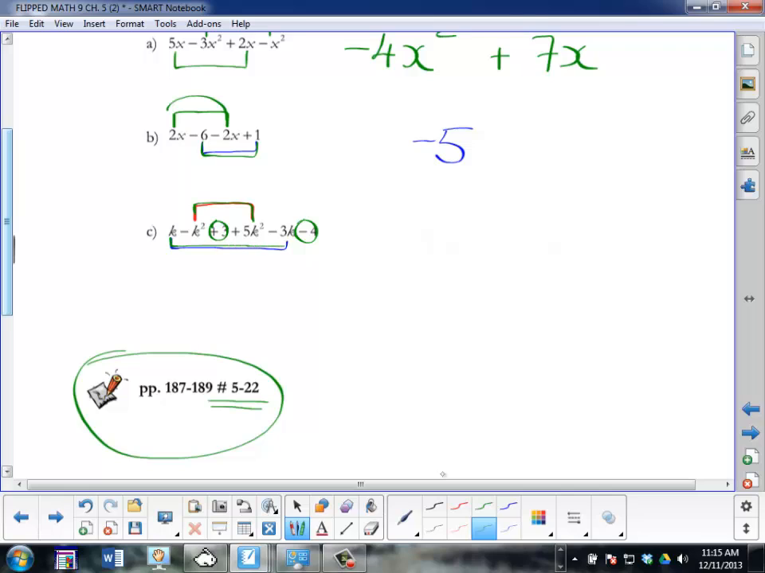1k minus 3k minus 2k. And then finally the plus 3 and the minus 4 should have all given you 4k squared minus 2k minus 1.